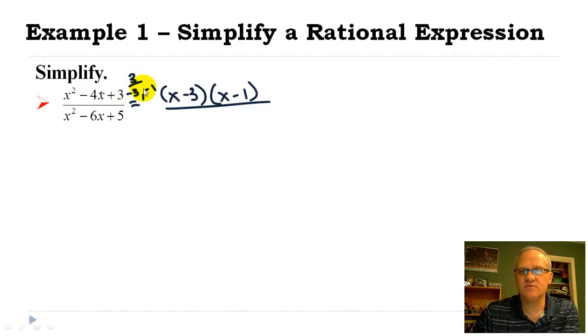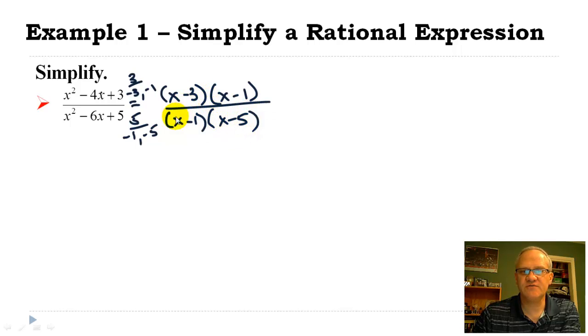Remember from when we did our factoring. On the bottom, what times what is 5, but adds up to be a negative 6? That's going to be negative 1 times a negative 5. So therefore, this is going to be x minus 1, x minus 5.